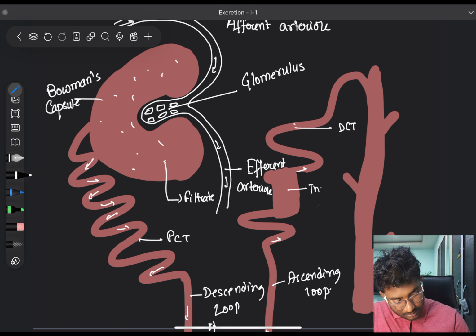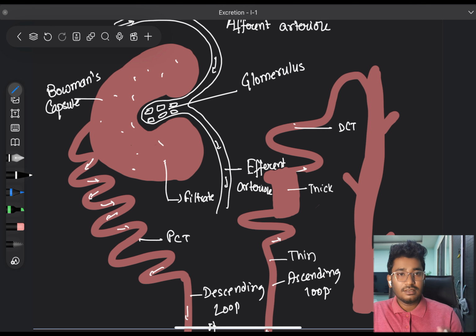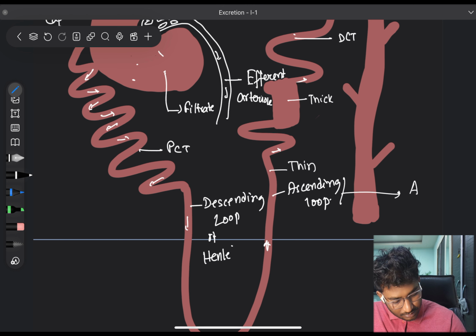Okay. This is thick, but this is thin. I will teach why it is thick and thin, just to regulate the pressure of the fluids. This is the ascending loop of Henle, also called ALOH. And this is the collecting duct. Okay, this is the structure of the nephron.